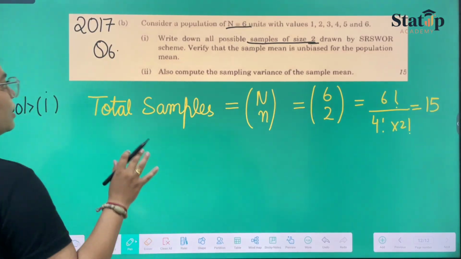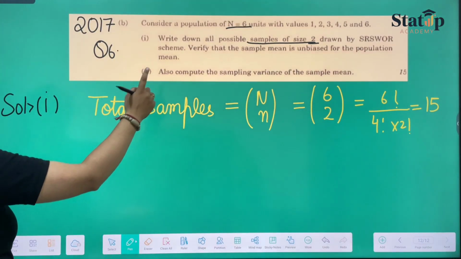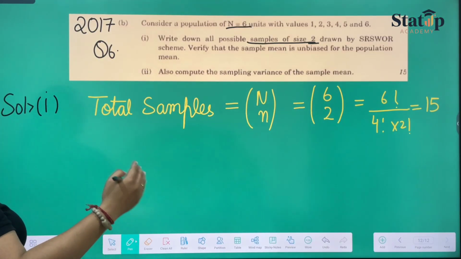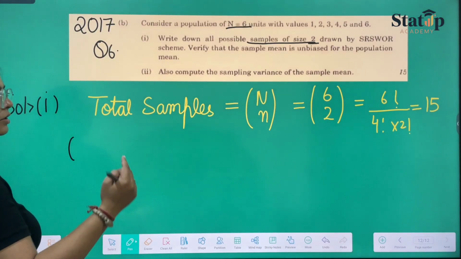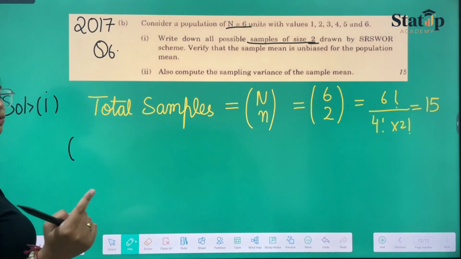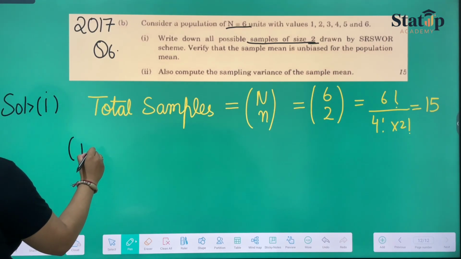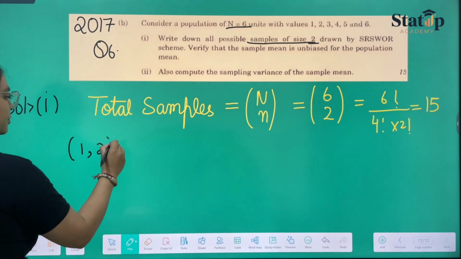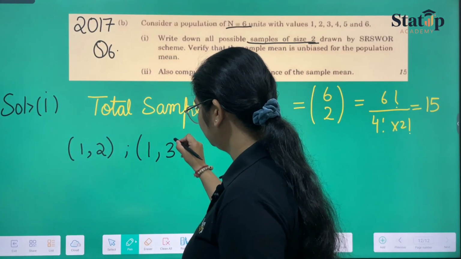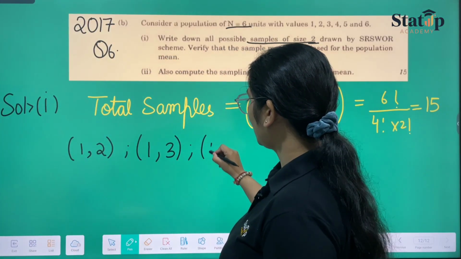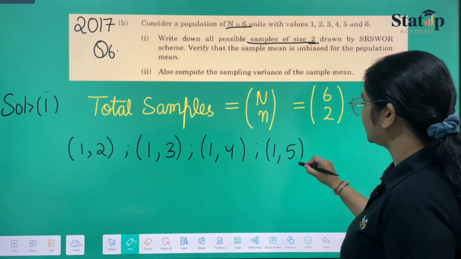Now, first of all, we have to write down all possible samples. Since it is simple random sampling without replacement, we cannot take the same unit again and again, so 1,1, 2,2, 3,3, 4,4 and so on will not be considered. Taking 1 first, the samples can be 1,2, 1,3, and so on up till 1,6.